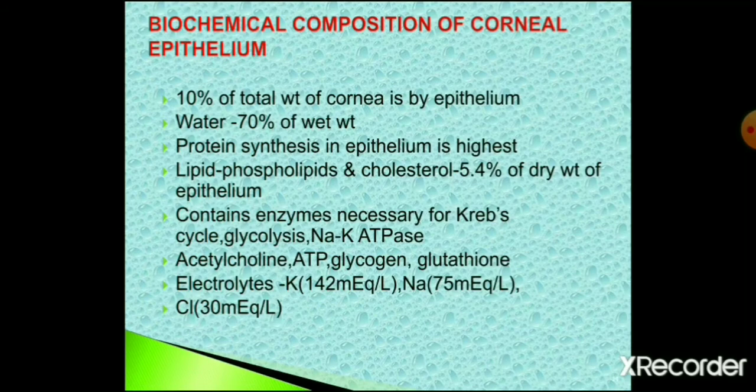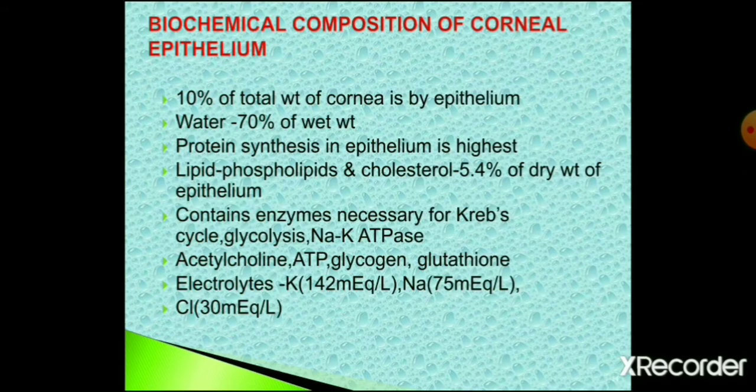Acetylcholine, ATP, glycogen, glutathione are also present, and electrolytes potassium, sodium and also chloride. So these are the biochemical composition of the corneal epithelium. 10% of the total weight is by the epithelium and 70% by the water. Then proteins are there for the synthesis of epithelium. Lipids, phospholipid, cholesterol, and contains enzymes necessary for glycolysis and TCA cycle. And acetylcholine, ATP, glycogen, glutathione, everything is present.